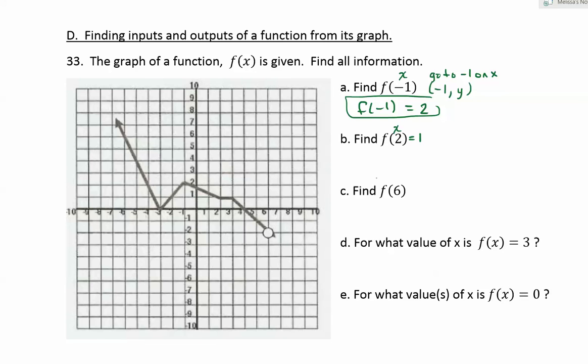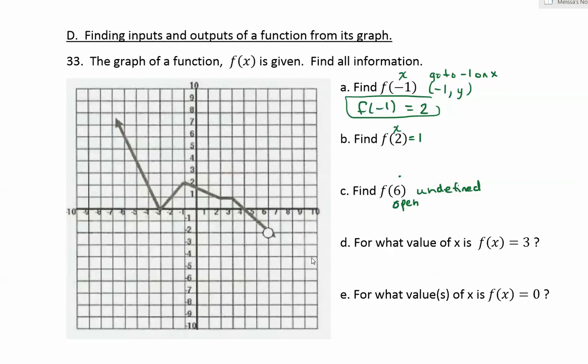Now f of 6. Go to 6 on the x-axis, and you have to go down to hit the graph, and you land on an open point, which is located at 6, -2. But because it's an open circle, it's a hole in the graph, so it's actually undefined.